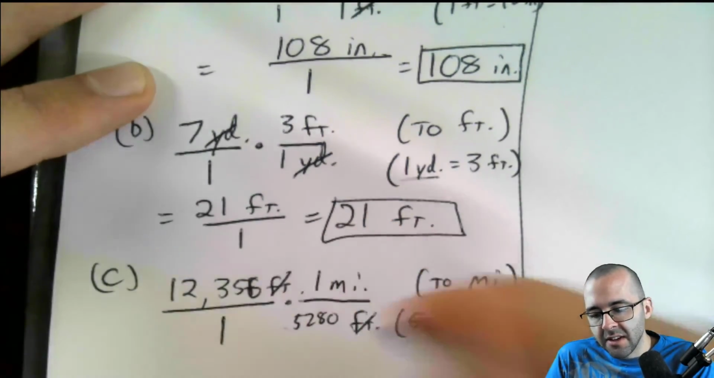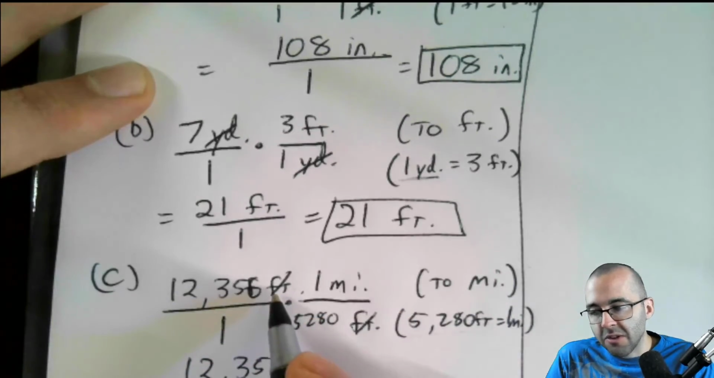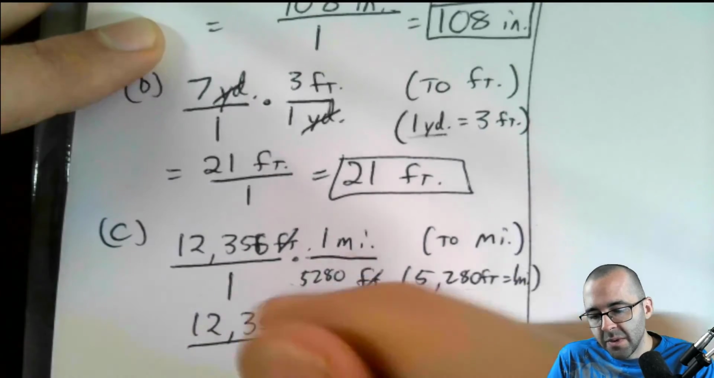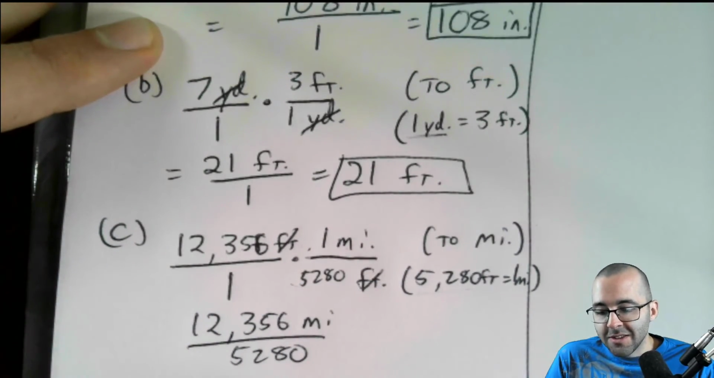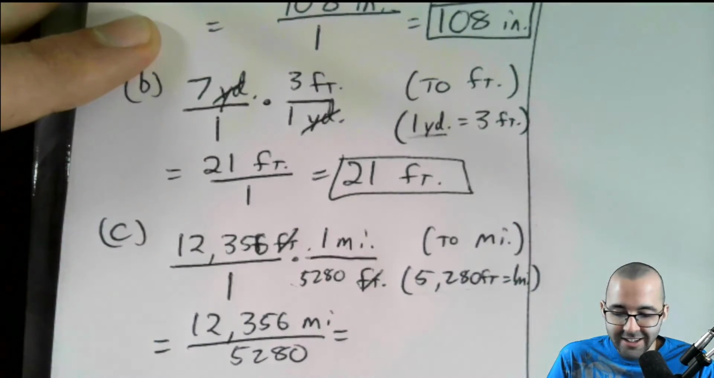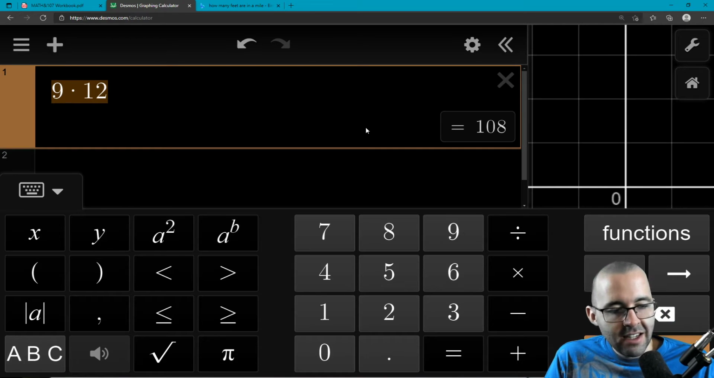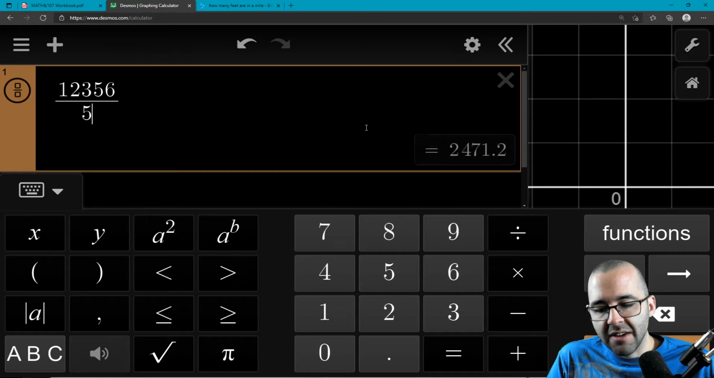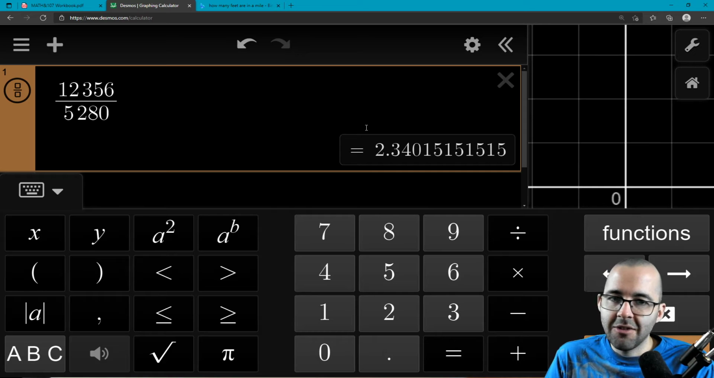The feet cancel, and now we're left with 12,356. No more feet on the top. We have miles. And on the bottom, we have just 5,280. Unless you are some sort of mathematical savant, you cannot do this in your head. I cannot do this in my head either. I am not a mathematical savant. So we go to the calculator and say, what is 12,356 divided by 5,280? And it says it's a very long number.